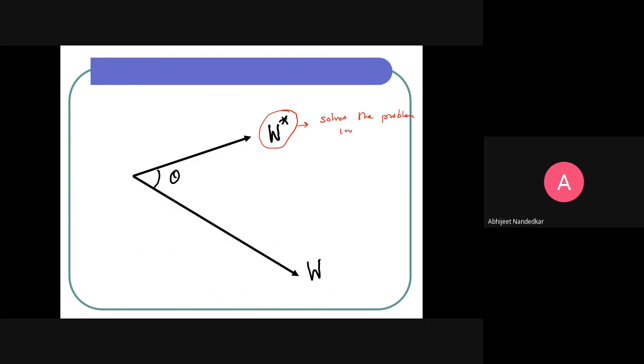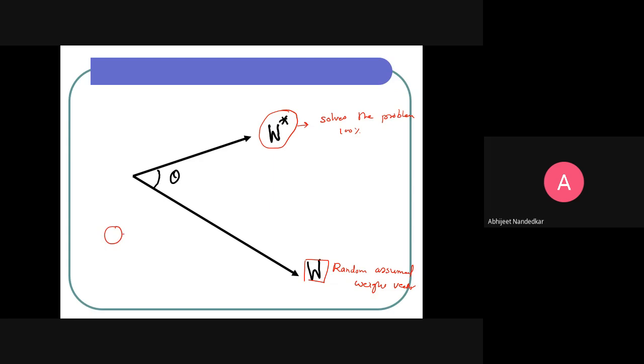The accuracy is 100%. Okay, it's solving every sample correctly. And let us say this is some randomly assumed weight vector. Weight vector of what? A neuron, which is doing the job of classification. So what will be the dimension of this? This will be dependent on the input dimension.